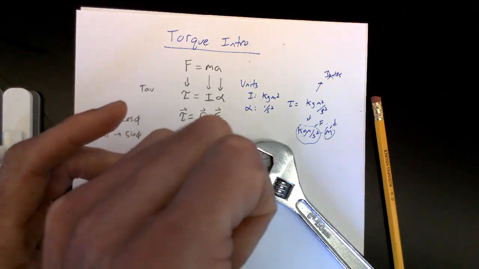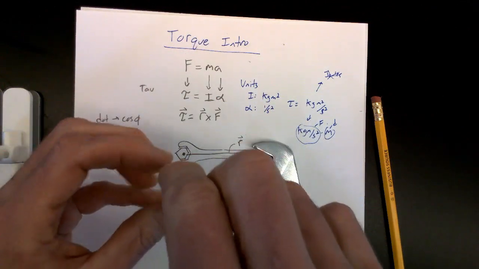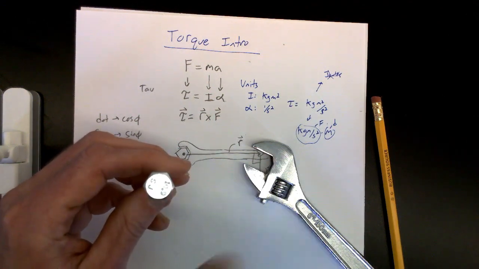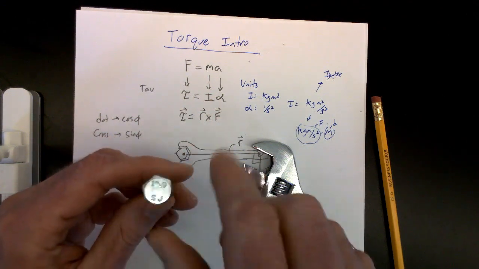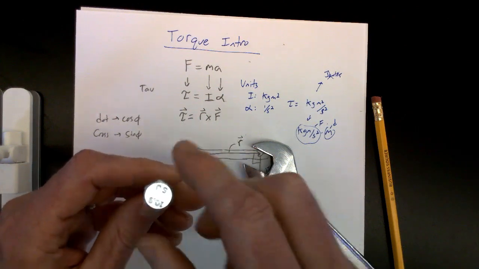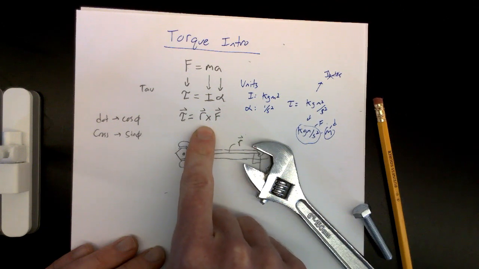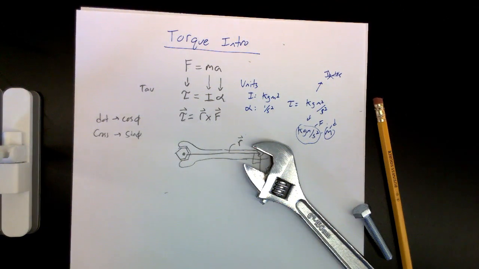If I curl my fingers around like this, then the angular velocity of this thing, if it starts spinning around and around, is also going to be down. So my torque turns out to be in the same direction as the angular velocity increasing, and also the angular acceleration. So that all makes sense. So it's a cross product here, and you have to remember the right-hand rule for the cross product.